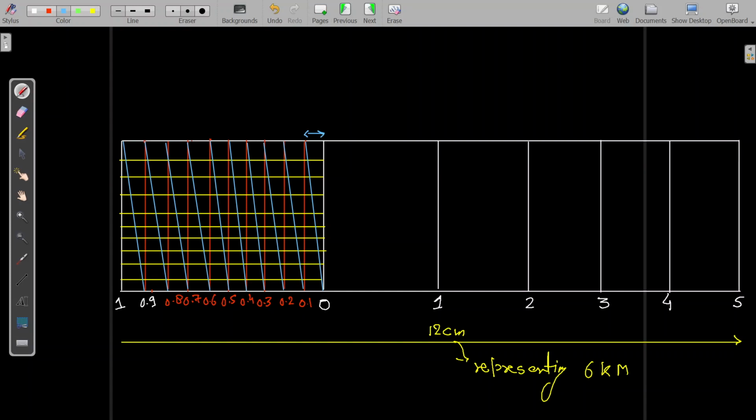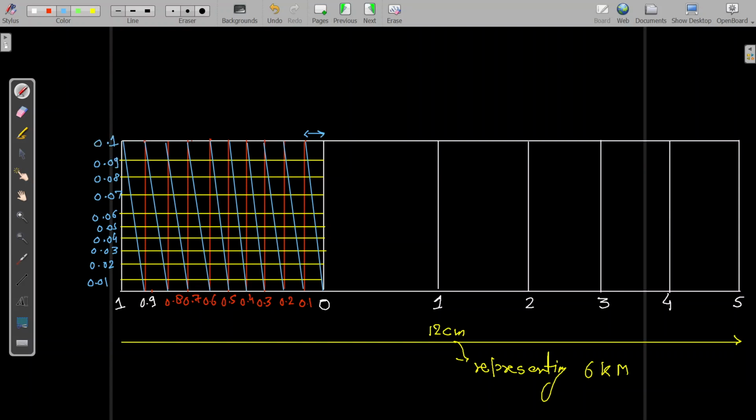Now each division will represent what? 0.01 kilometer, because we have divided 0.1 kilometer again further into 10 parts. Okay, so this will be your 0.01, 0.02, 0.03, 0.04, 0.05, 0.06, 0.07, 0.08, 0.09 and 0.1.